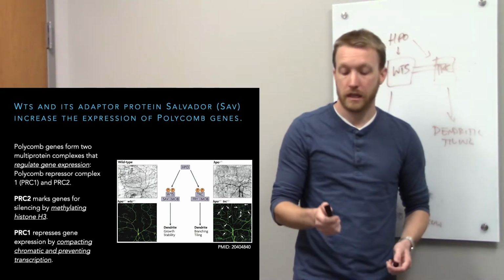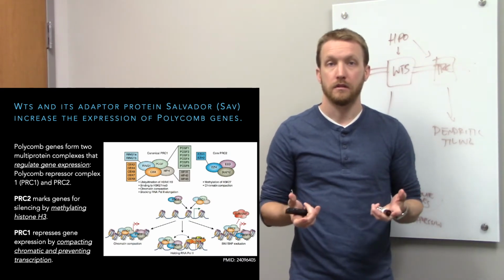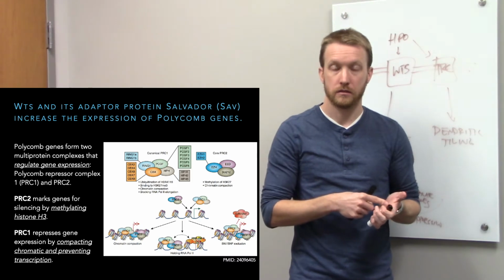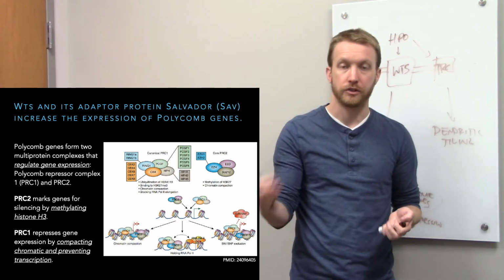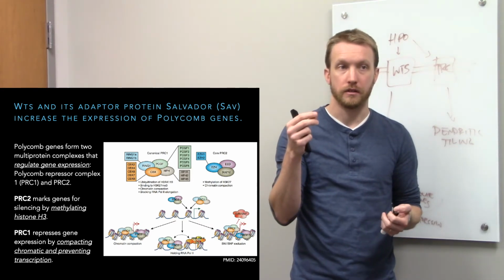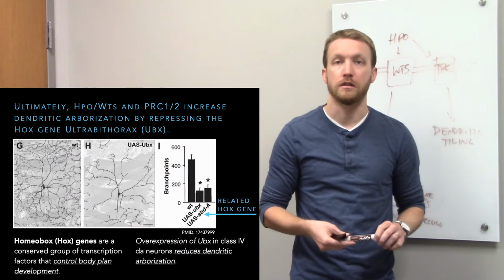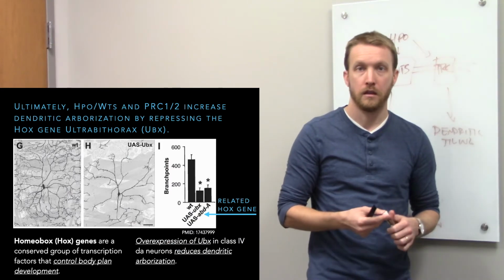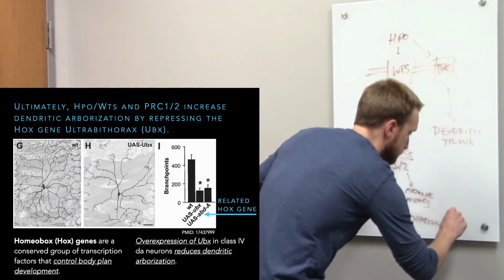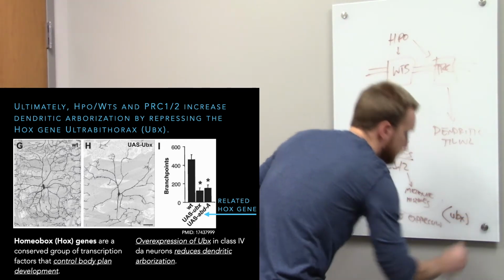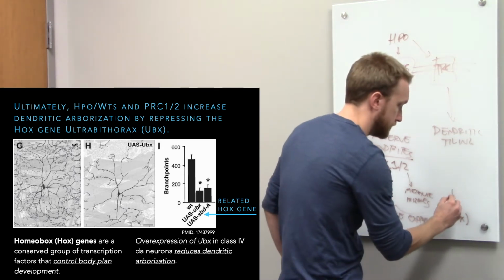So, in this case, our polycomb repressor complexes are going to modify chromatin, cause it to compact up, so we decrease expression of the targets. And in this case, it's going to be different HOX genes, ultrabithorax in particular, for our dendritic arborization neurons. What ultrabithorax does, UBX, ultrabithorax, so great name, is decrease complexity.